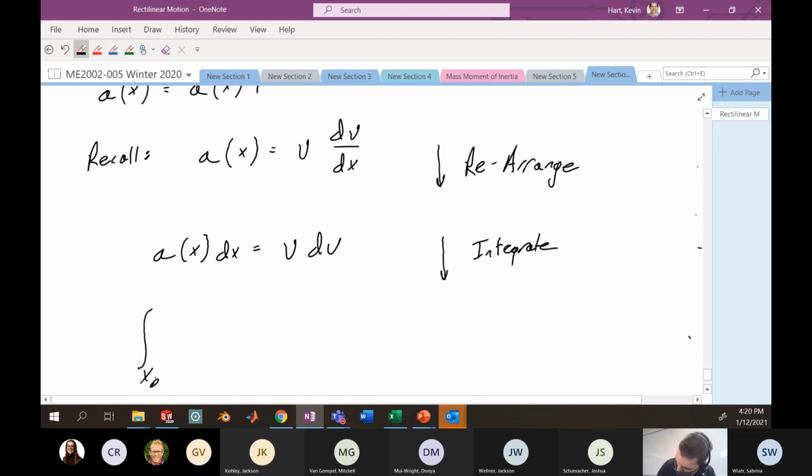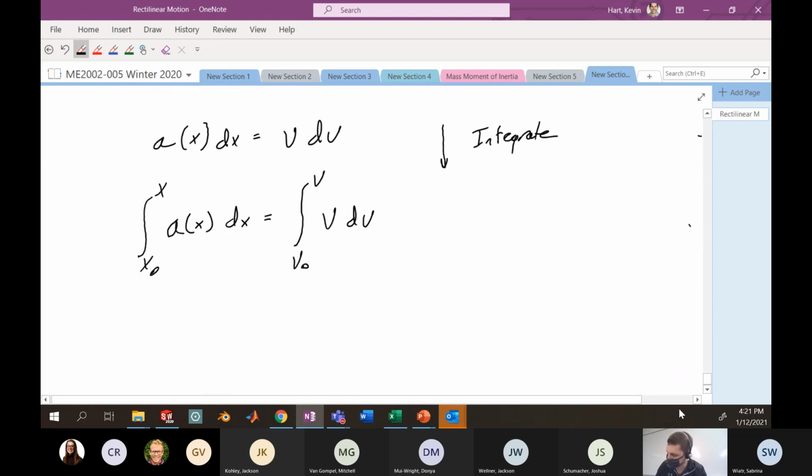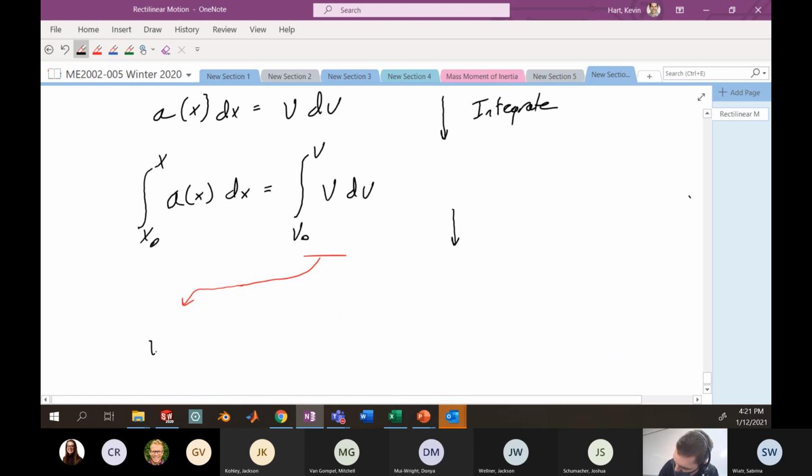Integrating over x, from some initial position x0 to some final position, we'll just call it generally x, of my acceleration a as a function of x, dx, equals integrating over velocity, from some initial condition v0 to some final condition v, of my v dv. All right, so I'll continue and rearrange again. I'm going to work this and bring this over to the left. So here we're going to have something like v squared over 2 minus v naught squared over 2 after my integration, going to be equal to my integral.